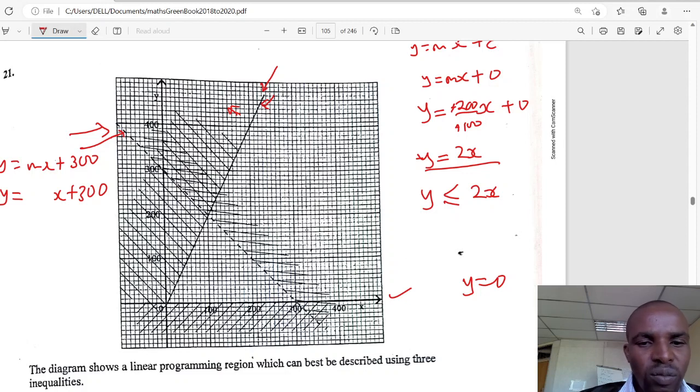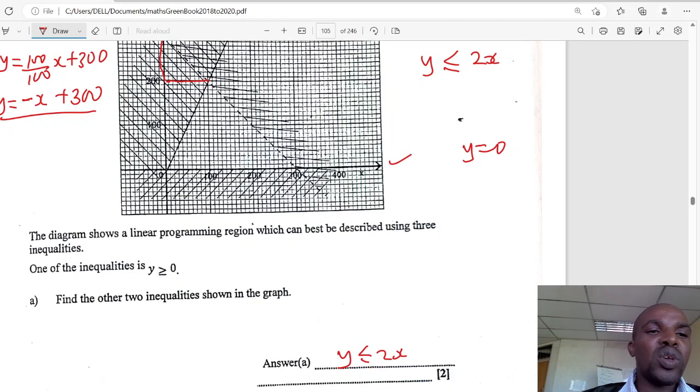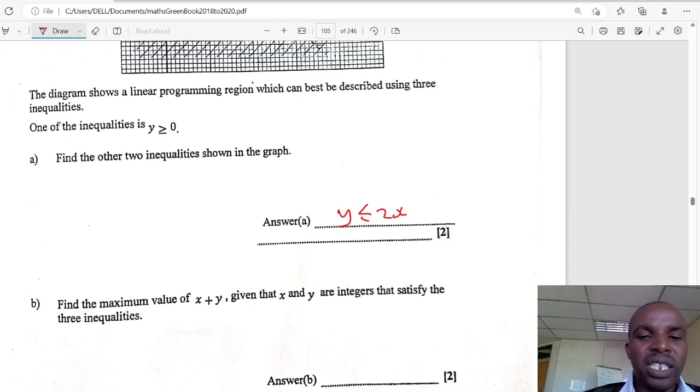So you can take even from this point. That's why from 300 to 200 is actually 300 minus 200 is 100. Over, then from this point back to the line is 100. You get it? So it's 100 over 100. So it will be y is equals to 100 over 100 is 1. Then plus 300. Since it's downward sloping, then it's supposed to be minus x. It's downward sloping, right? So it's y is equals to minus x plus 300.